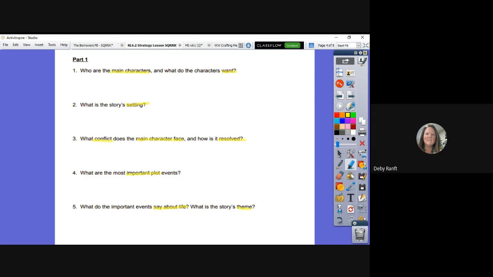Okay. We looked at our questions. We underlined or highlighted the most important parts of those questions so we really know what we're going to be looking for. So before we read, remind your friend, what things are we going to be looking for when we read this short story?